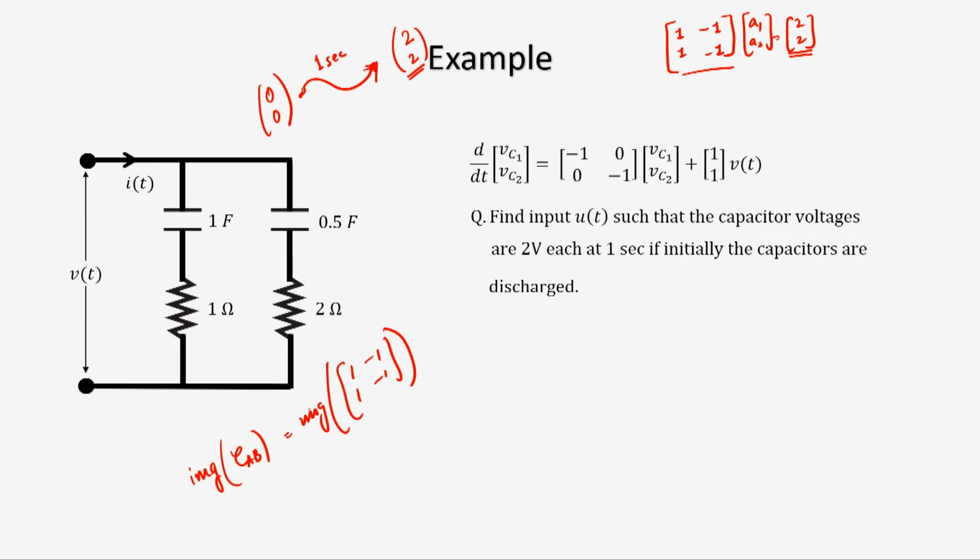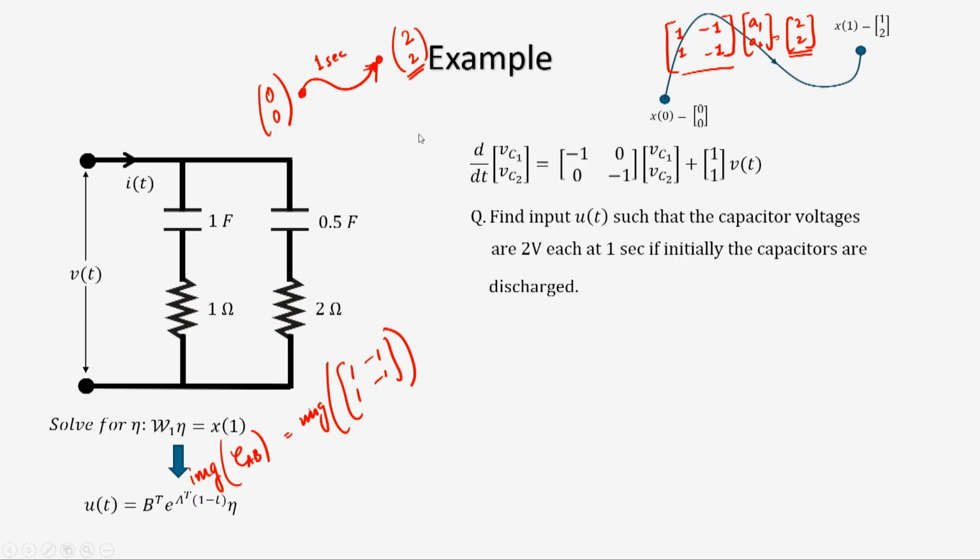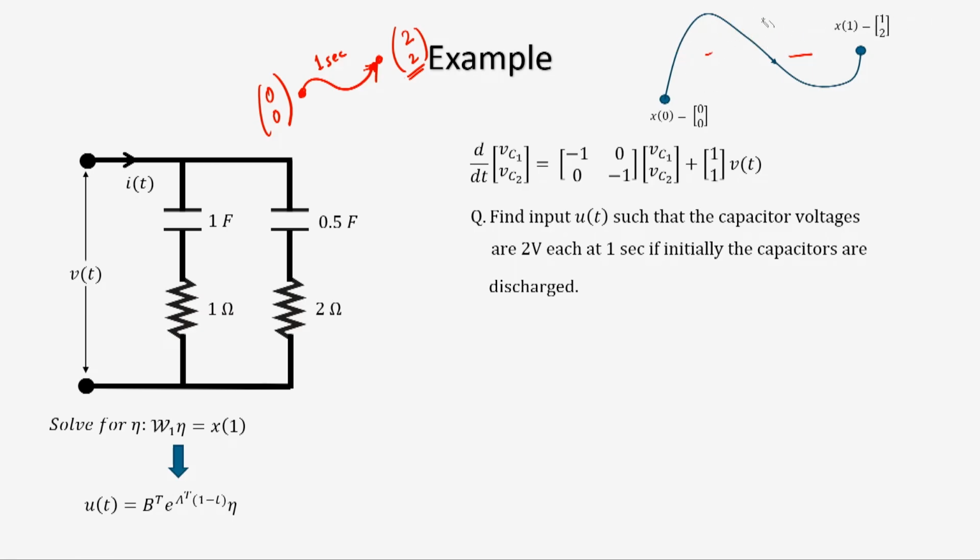Therefore, I can go from (0, 0) to this point. I can find an input. Let us see. You remember how to find inputs; we had already seen this from the Gramian perspective. Input can be found in this way. So, this is 2 here, and the input can be found out in this way.